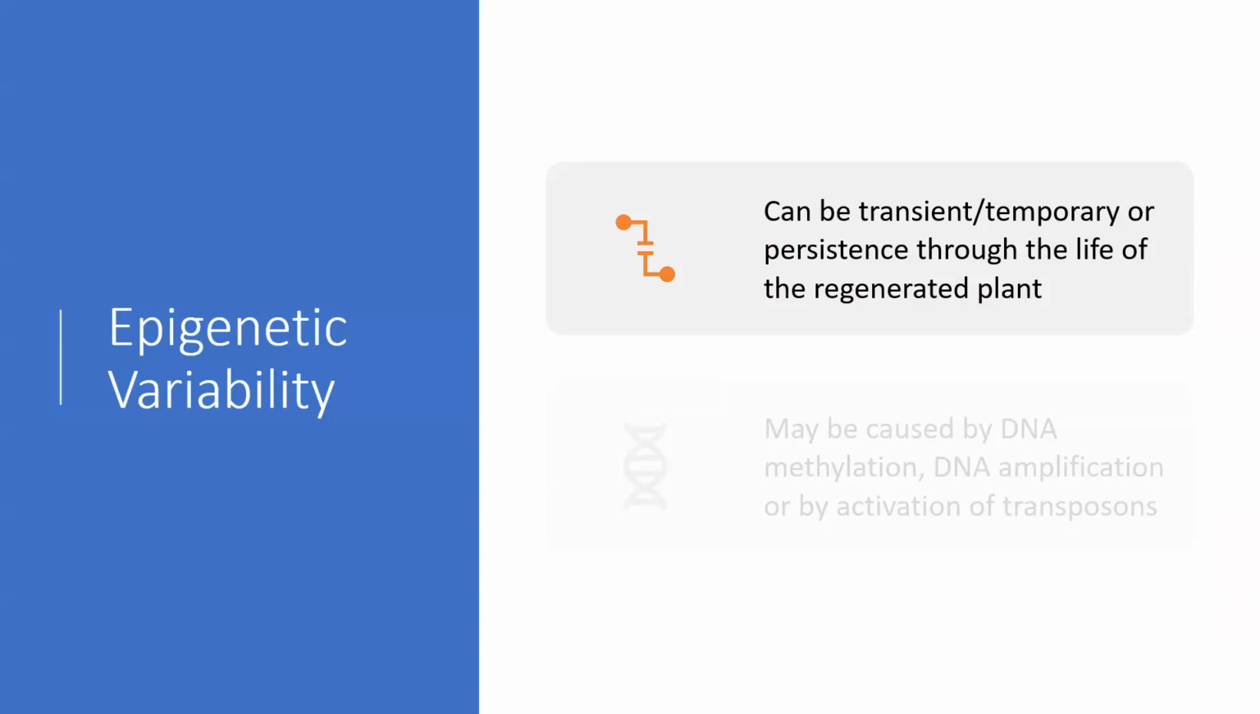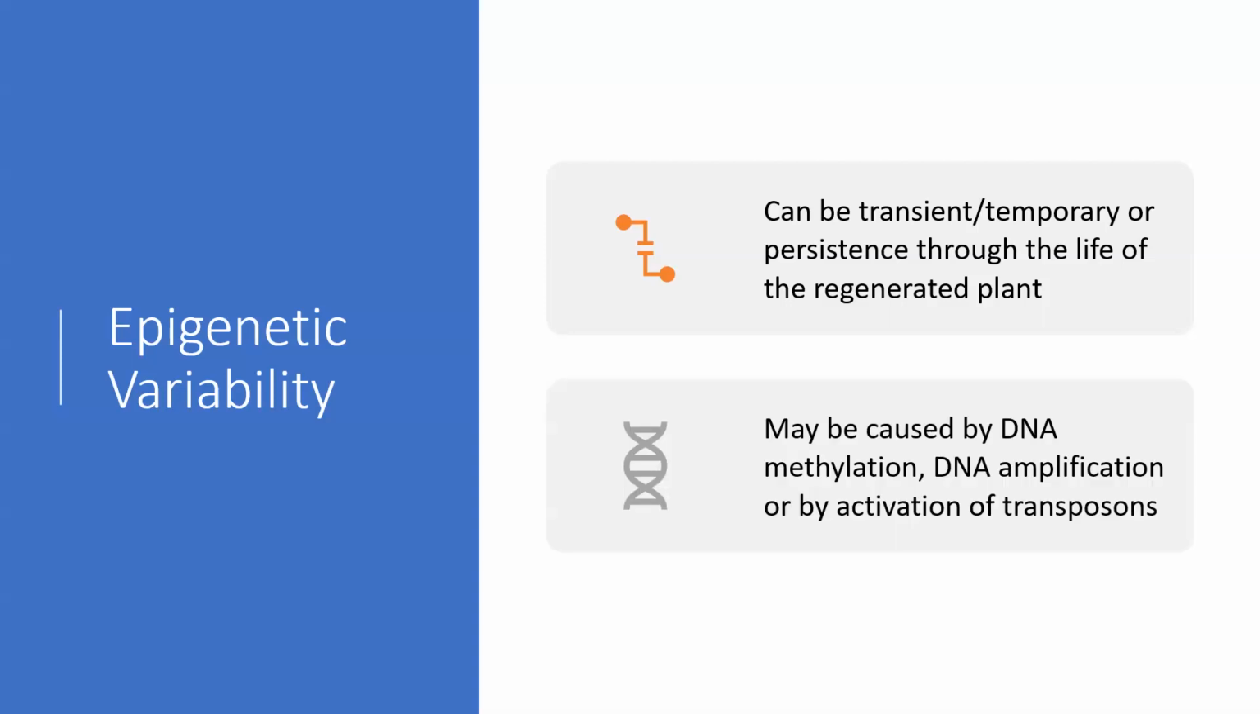Epigenetic changes that cause somaclonal variation can be temporary or transient and over time are reversible. However, sometimes they can persist through the life of the regenerated plant. Epigenetic changes may be caused by DNA methylation, DNA amplification, or by activation of transposable elements or transposons.